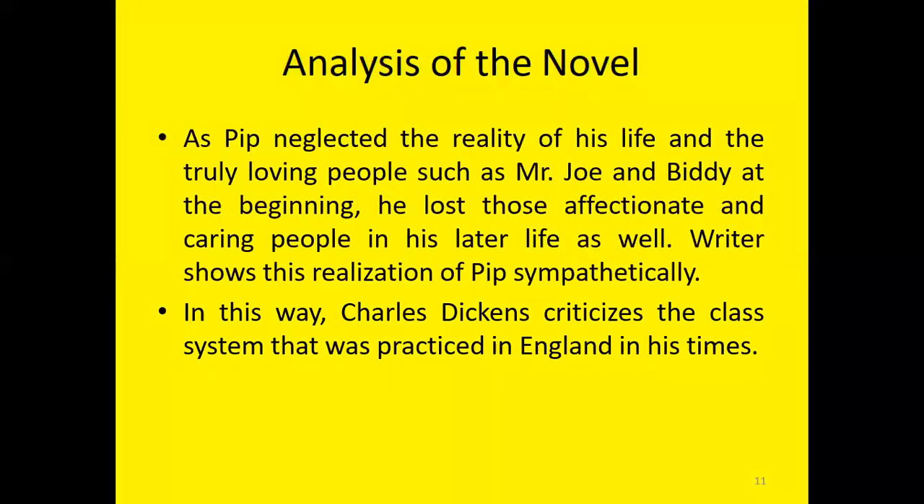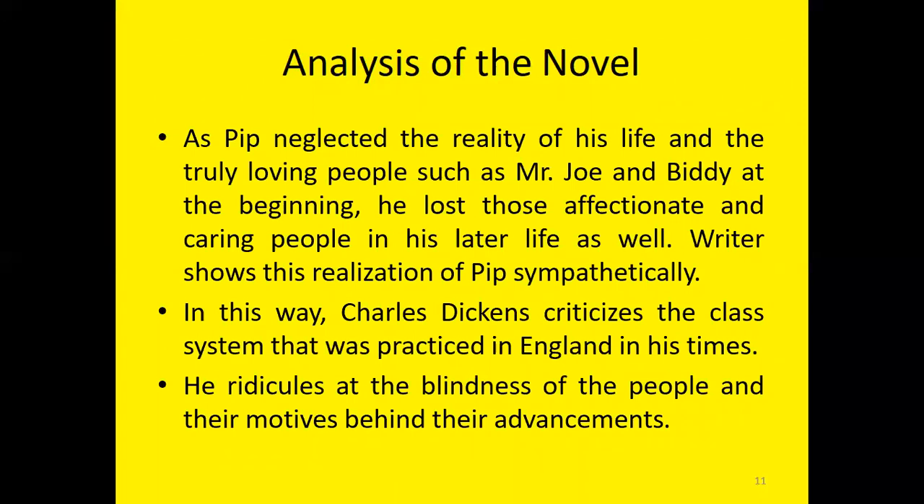As Pip neglected the reality of his life and the truly loving people such as Mr. Joe and Biddy at the beginning, he lost those affectionate and caring people in his life later as well. The writer shows this realization of Pip sympathetically. In this way, Charles Dickens criticizes the class system that was practiced in England in his times. He ridicules the blindness of the people and their motives behind the advancements.